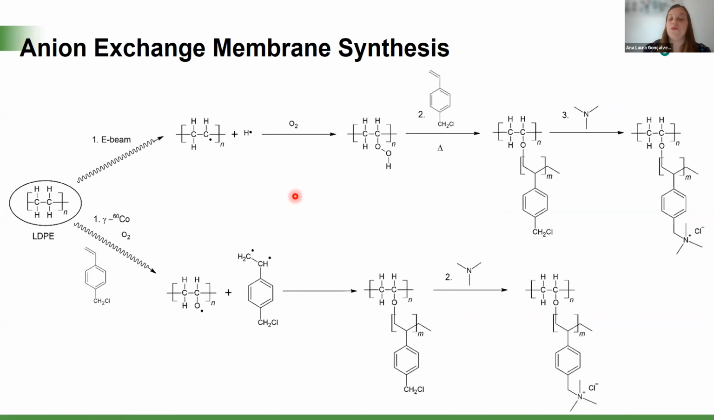These materials are very recent, so it's not easy to find good ones commercially available. Basically, we have to synthesize them in the lab. One way to synthesize these anion exchange membranes is through radiation-induced grafting. There are two main methods: the simultaneous, which we can see down here, and the pre-irradiation on top here.